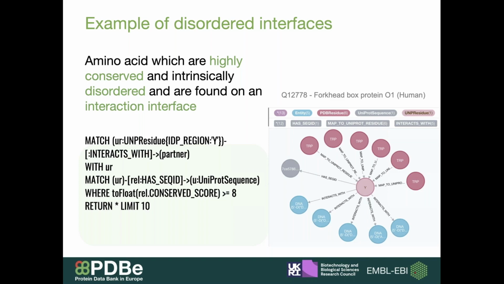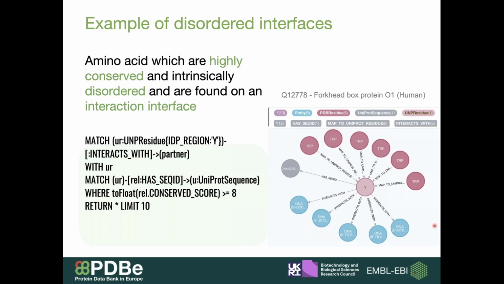This is an example of such a case of an amino acid which is annotated as disordered, as well as highly conserved, and is found taking part in protein-protein interaction. A simple Cypher query like this can be used to get such valuable information.